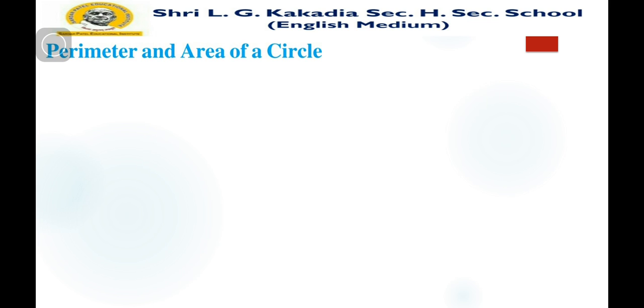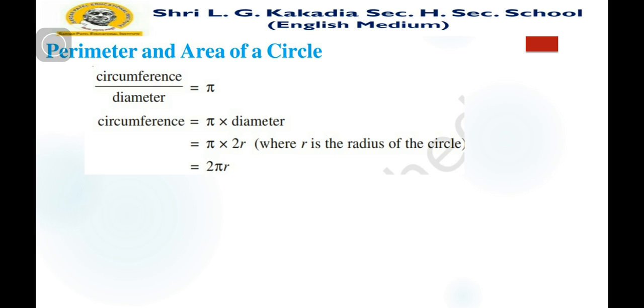So let us once again revise the perimeter and area of a circle. How can we find the perimeter? The value of pi: how can we find the value of pi? If we divide the circumference by its diameter, we can find the value of pi. So if you want to find the circumference, then pi into diameter is its circumference, and we know that diameter is 2r.